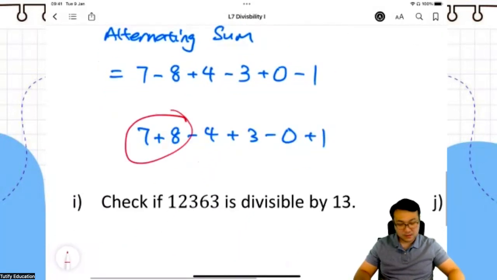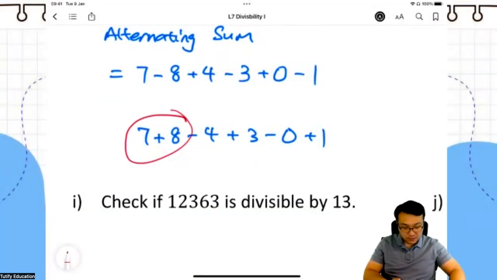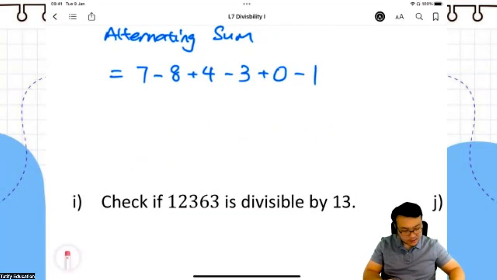And what is this? Over here, you have given me 2 positive numbers. I need alternating: 1 positive, 1 negative, 1 positive, 1 negative. Understand? So don't make this mistake. Okay, so anyway, that's the alternating sum.